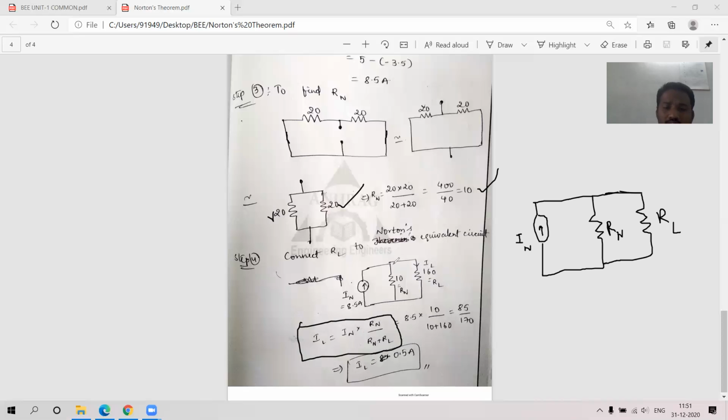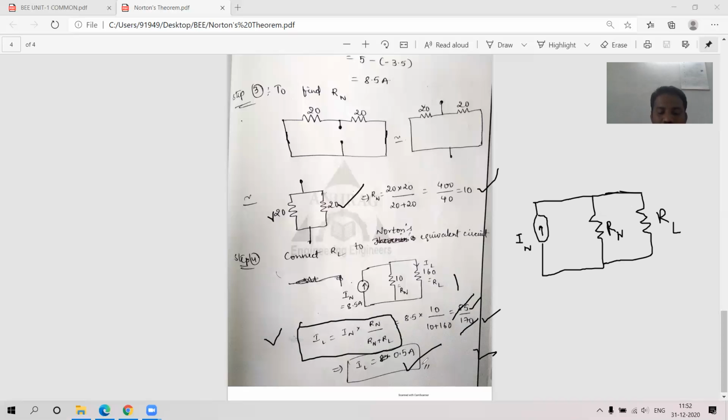You can get it by using nodal analysis also, but by directly using this formula, the steps will be minimized. That's why I am using the current division method here. Norton's current is 8.5 and resistance RN is 10 ohms, divided by 10 plus 160. 8.5 into 10 is 85 and the denominator is 170. 85 ones are 85, twos are 1 by 2, the value is 0.5 amperes. So this is the current.